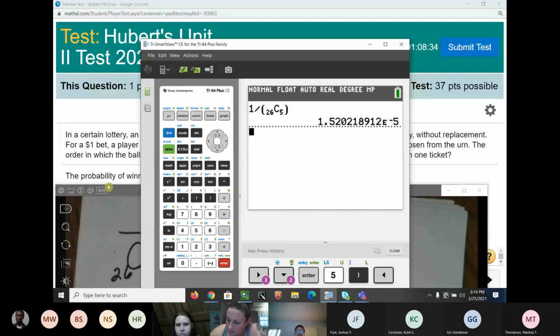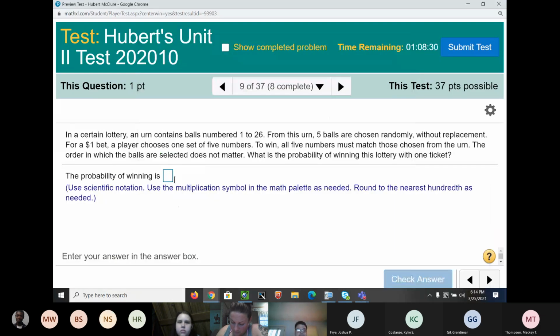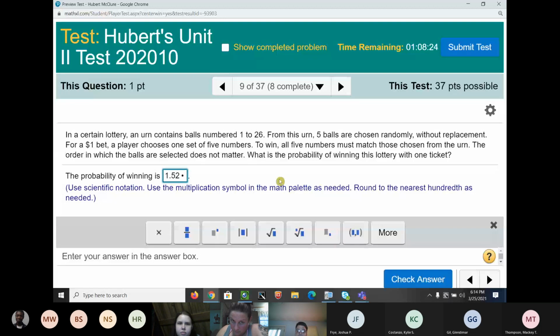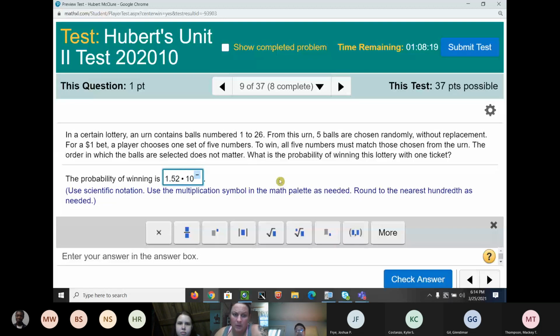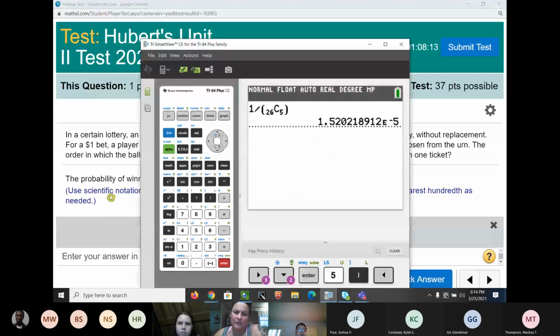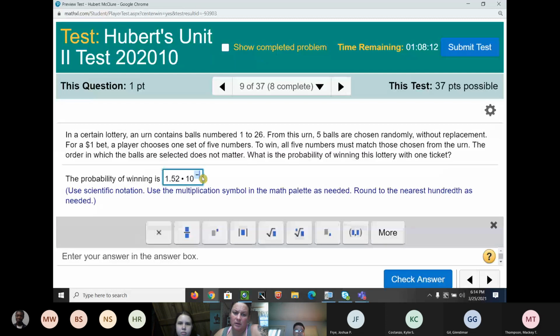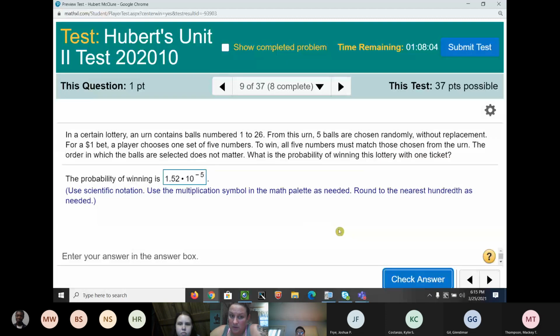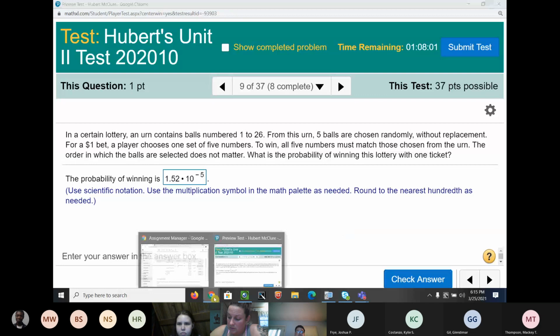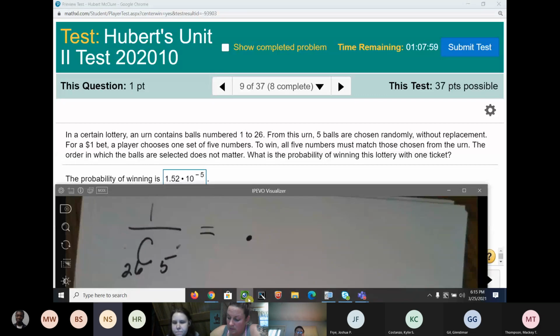1.52 times 10 to the negative 5th power. 1.52, shift 8, 10, shift up to the negative, to the negative 5th power. And that should be your answer. Write that down if you didn't get it. And here's what you type into the calculator. There you go.